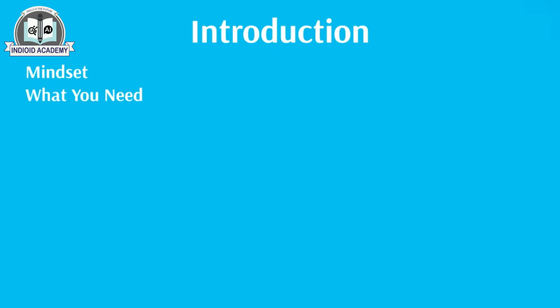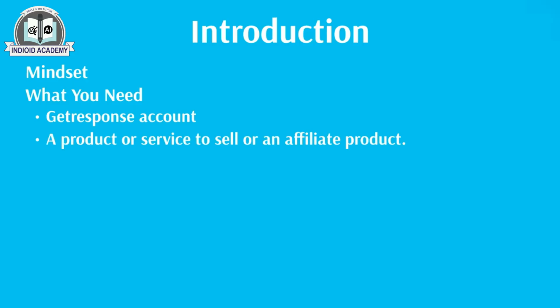Now let's talk about what you need. Obviously, you're going to need to have an autoresponder account, and we're going to be using GetResponse. So if you want to go to getresponse.com and create an account, you can do that, and we'll be walking you through step by step. You need to have a product or service to sell or an affiliate product. So either it's going to be your own product or it's going to be somebody else's product. But in either case, you're going to need to have an end goal.